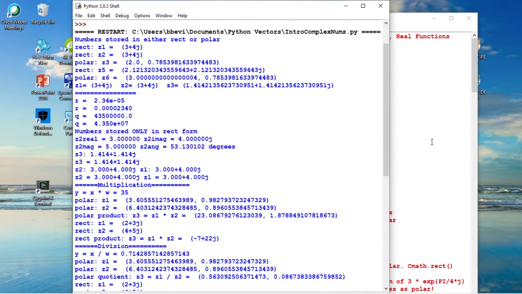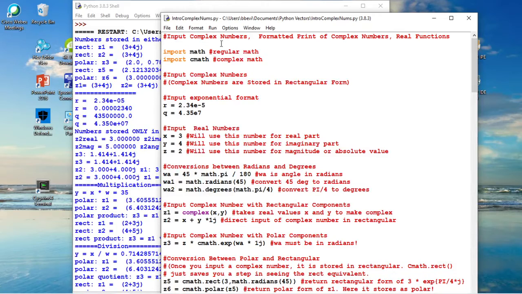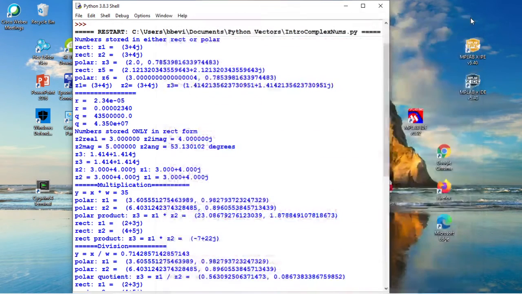All right, now let's go back over to here. And so we're done with this program here, this complex numbers. And so remember, we use CMath for functions that take a complex number as an argument, and you use math for functions that take a real value as the argument. Okay, so let's close this.